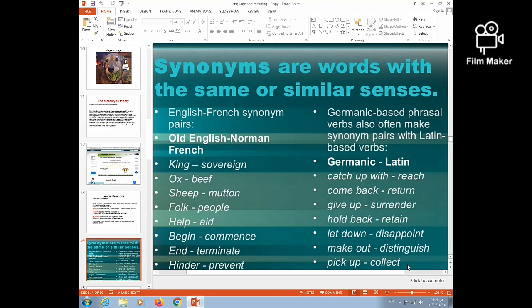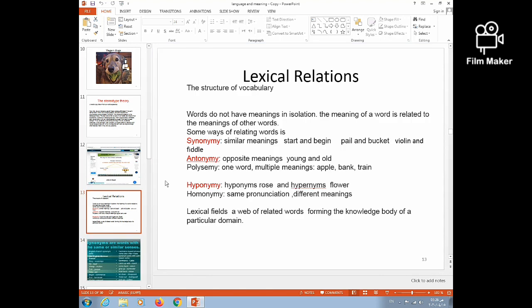And these Latin equivalents are very common in written language. Understand? These are colloquial, common in speech, and these are more formal, and they are restricted or found more in written language. You understand?